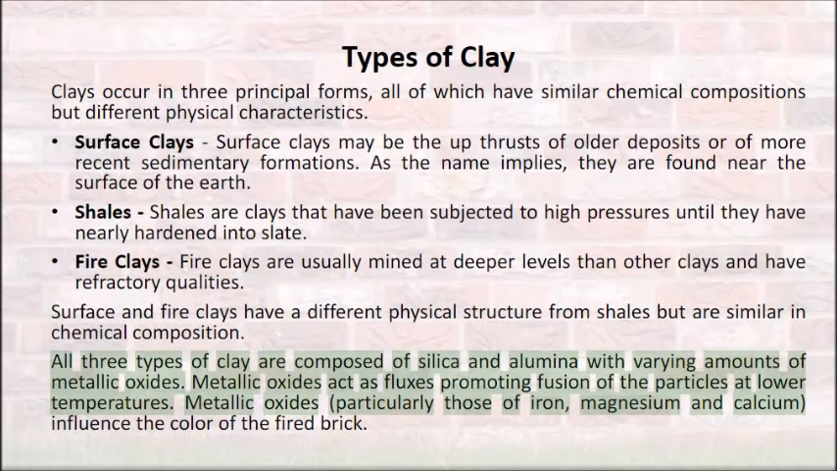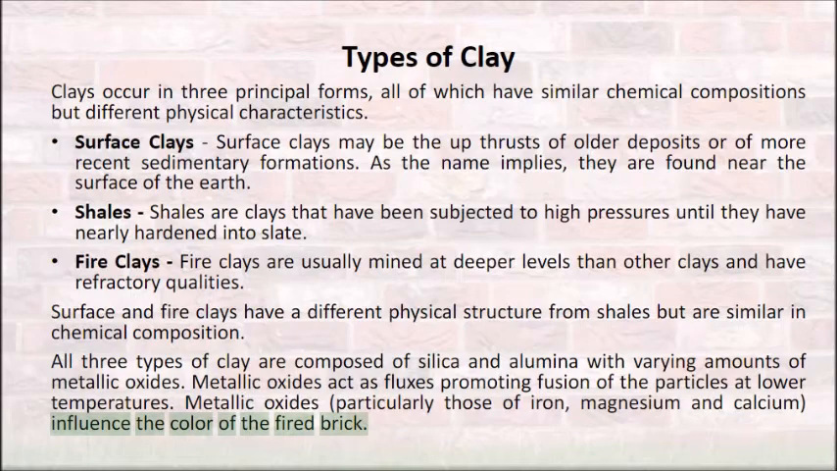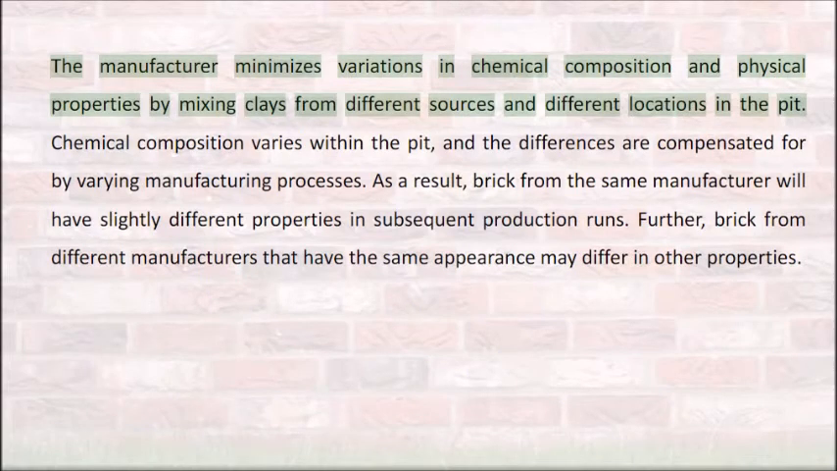All three types of clay are composed of silica and alumina with varying amounts of metallic oxides. Metallic oxides act as fluxes promoting fusion of the particles at lower temperatures. Metallic oxides, particularly those of iron, magnesium, and calcium, influence the color of the fired brick. The manufacturer minimizes variations in chemical composition and physical properties by mixing clays from different sources and different locations in the pit.